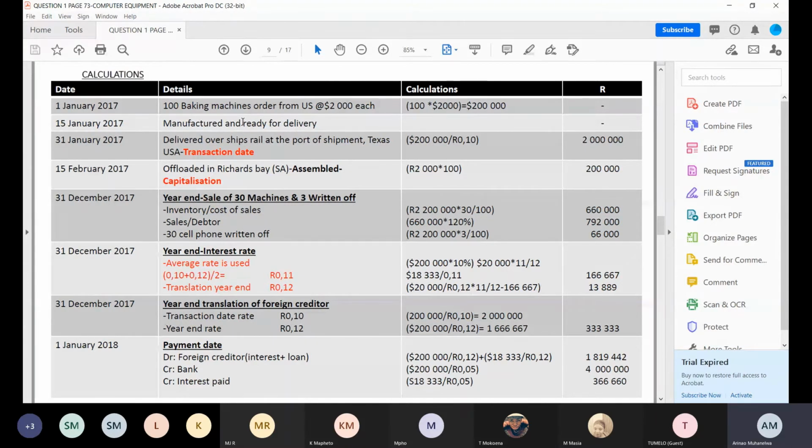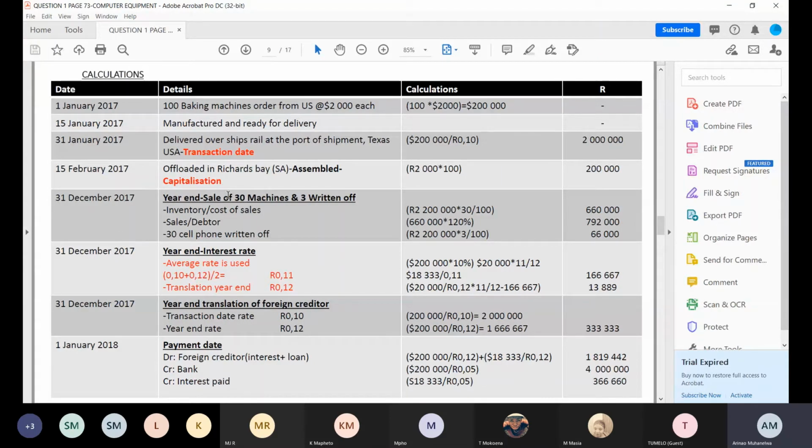All this information I'm getting from the question. 31st January 2017, it was delivered over ship rail. Then that becomes my transaction date. 15 February 2017, assembled at Richards Bay in South Africa, then capitalization. I spoke about that. 31st December 2017, there's quite a lot that has happened on 31st December 2017. You will see that I've just broken it down. Let's deal with first things first.